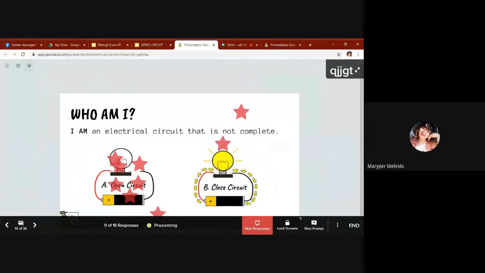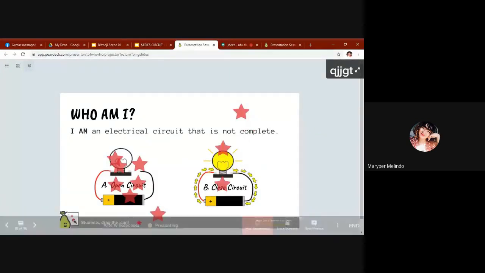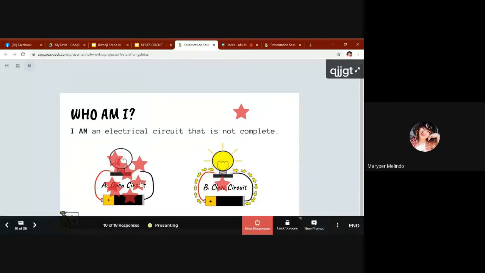Wow! So some answered open circuit and the others also answered closed circuit. Pero majority answered open circuit. So not complete. If we're talking about not complete, the answer should be open circuit. Hindi siya buo. Just like this one. Hindi siya buo, hindi siya complete. Okay? So that's correct. So for those people who got confused, don't worry.